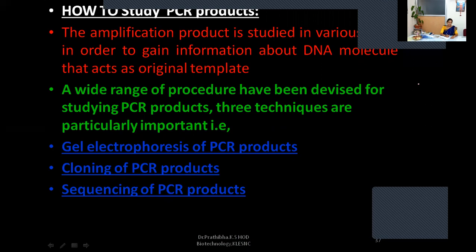When we go for DNA sequencing, we have two types of methods. One is the Sanger dideoxy method of DNA sequencing, the other one is the Maxam-Gilbert method of DNA sequencing. Any one method we can use for the sequencing of PCR product. What do you mean by sequencing? The study of the alignment of the nitrogenous bases is known as DNA sequencing.